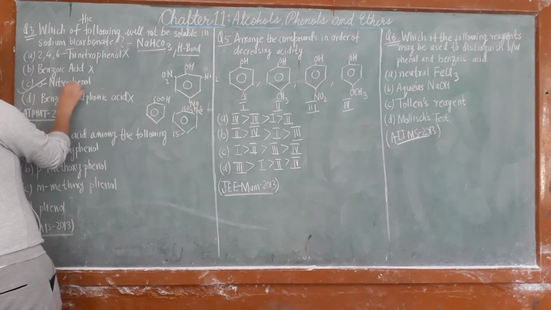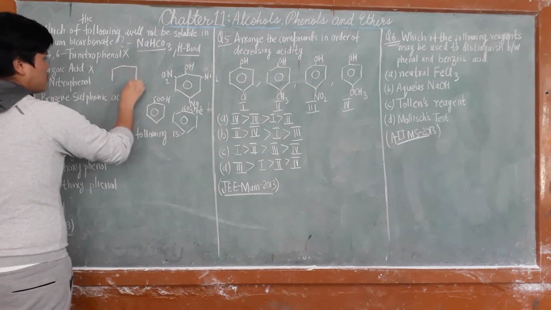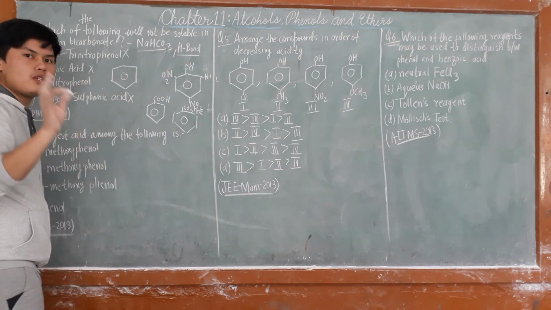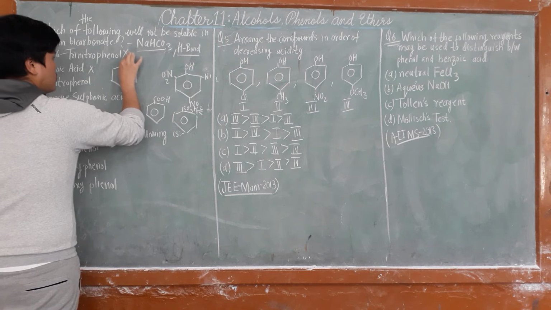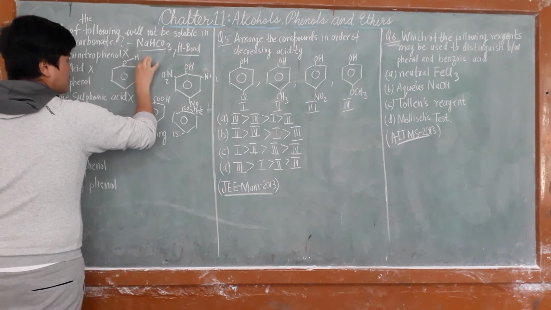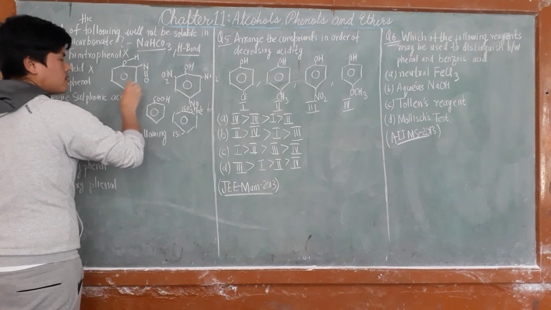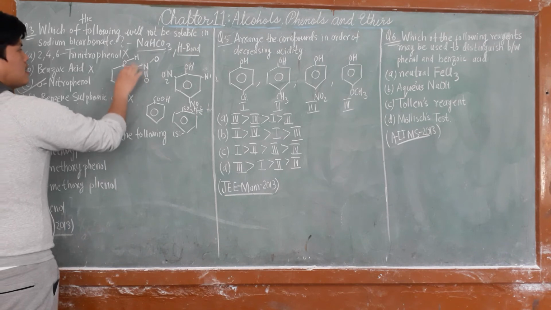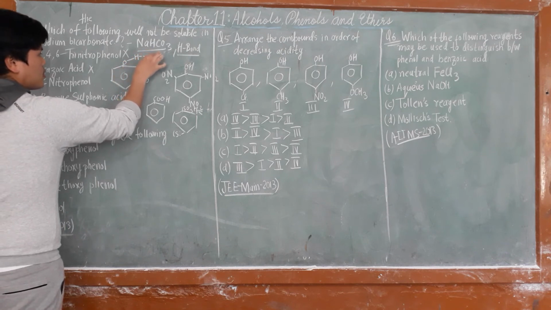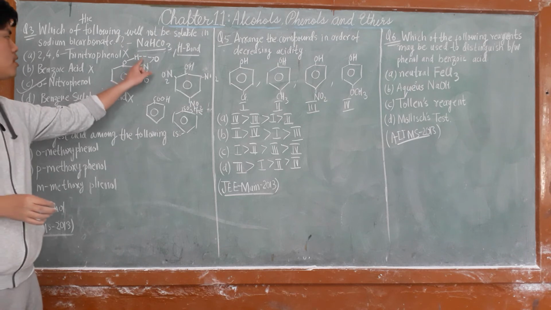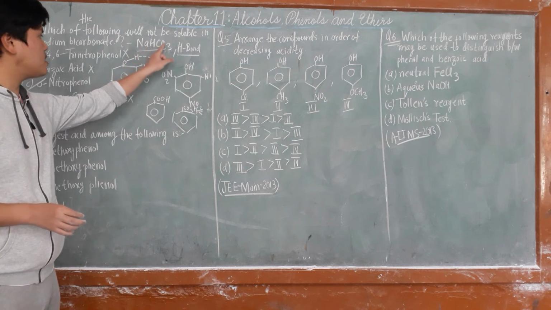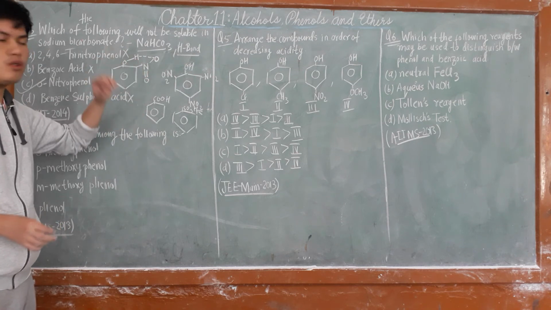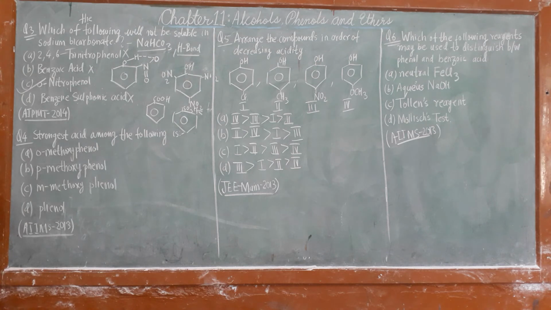Now only orthonitrophenol is not soluble because orthonitrophenol has intramolecular hydrogen bond. Orthonitrophenol structure: at the ortho position there is NO2, and the H forms a hydrogen bond with the O. Okay, so it forms intramolecular hydrogen bonds instead of forming bonds with NaHCO3. So there is no free hydrogen. That's why it is not soluble.